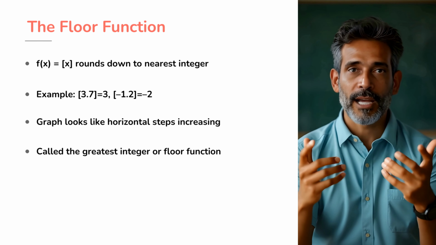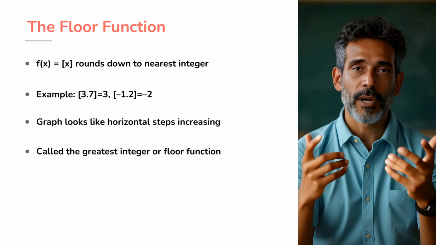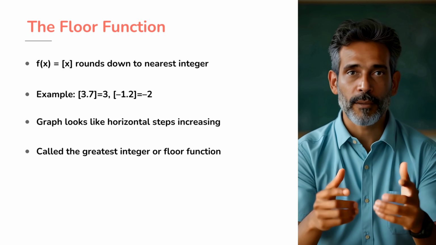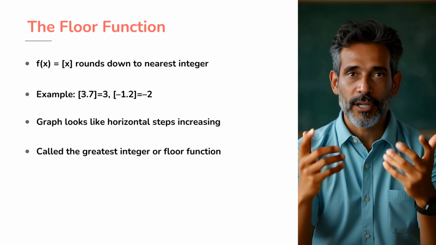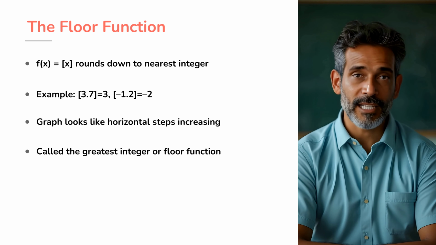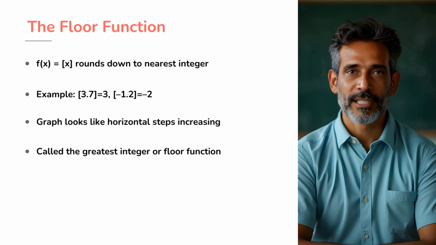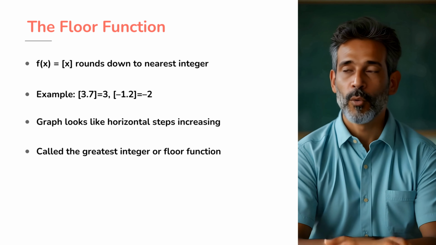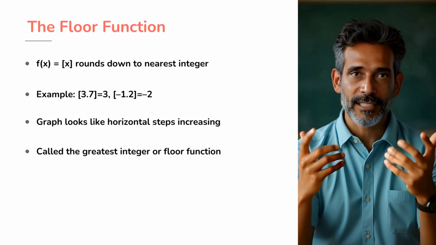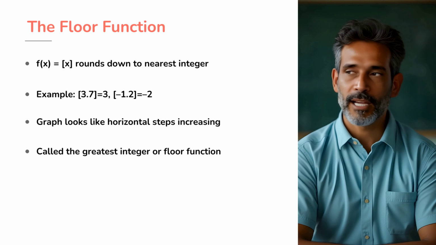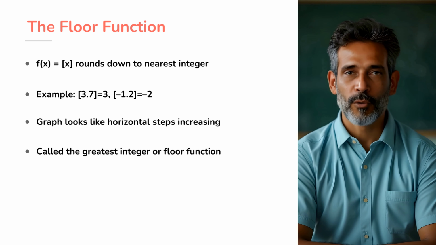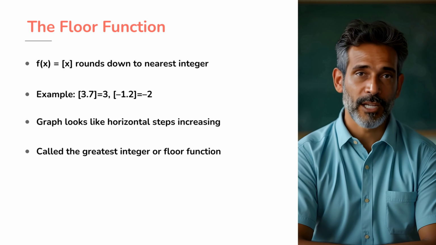Finally, let's look at the greatest integer function, a special function that always rounds your input down to the nearest whole number. f(x) = the greatest integer less than or equal to x. Let's see some examples. If x is 3.7, the greatest integer less than or equal to 3.7 is 3. If x is negative 1.2, the greatest integer less than or equal to negative 1.2 is negative 2. In short, [3.7] = 3, [-1.2] = -2.